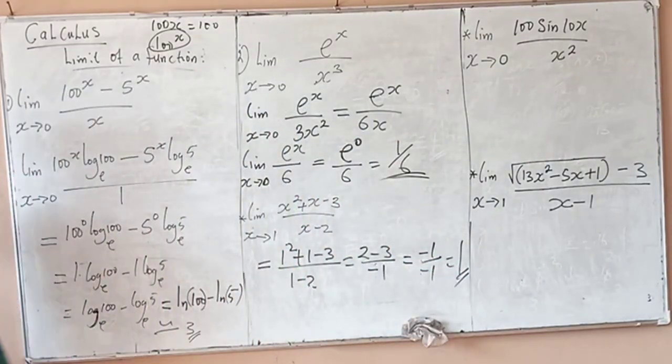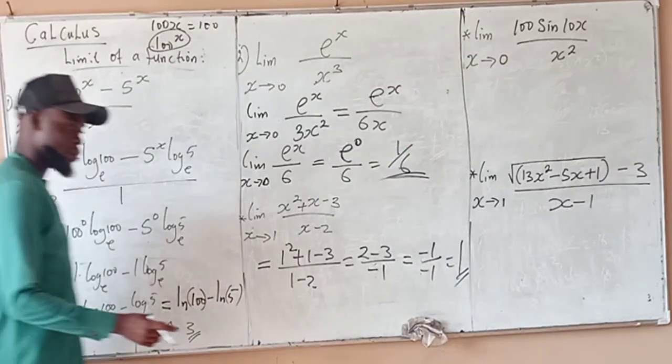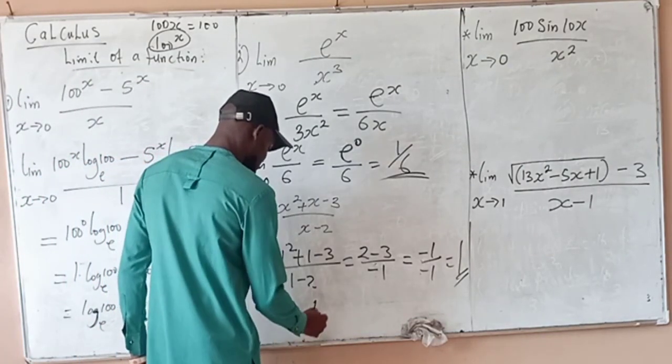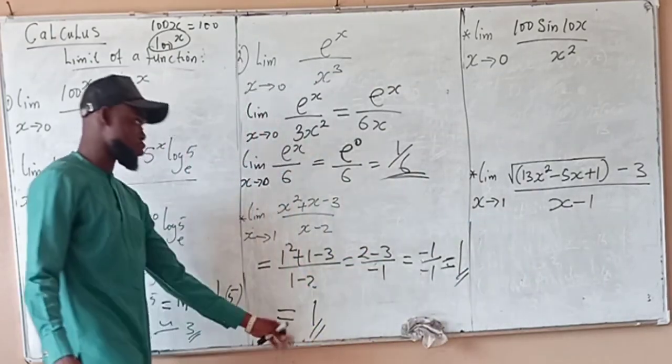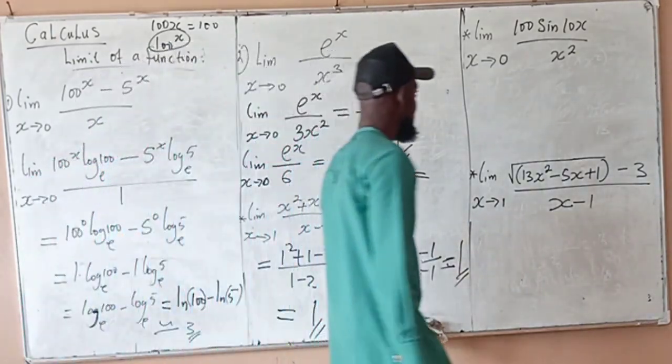That is the answer. So please ensure you know what you are doing here. Because minus 1 divided by minus 1 equals 1. So I'm just trying to take this out very well.